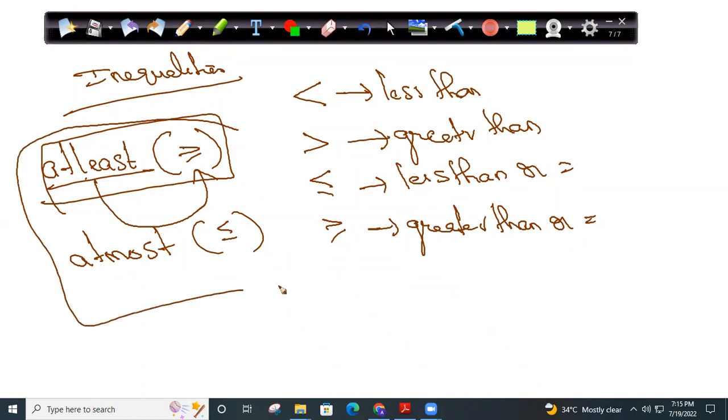90% of students will get confused. For at least they'll write less than or equal to, for at most they'll write greater than or equal to. Don't memorize by heart. At least, minimum means I should have more than that, means greater than or equal to. At most means less than.